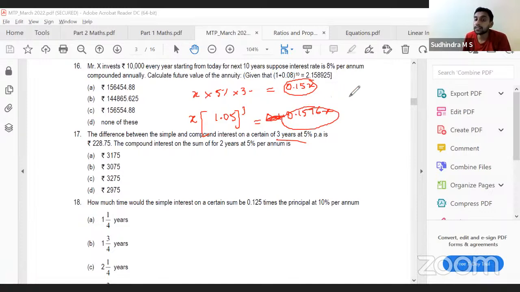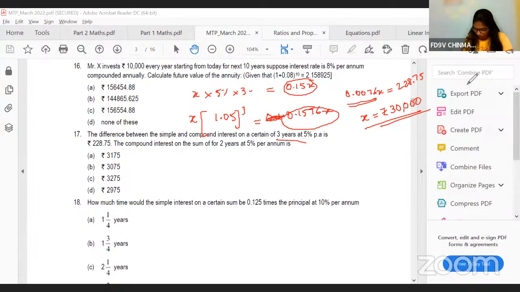So what is the incremental interest that we are getting? 0.0076x. This is 228.75 rupees. They have given us the difference of the interest. So what would be the x value? 228.75 divided by 0.0076. We get 30,000. Yes, we get 30,000. If we take more decimals, 0.007625, we get exactly 30,000.